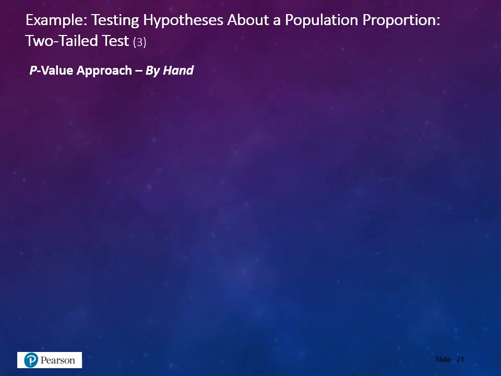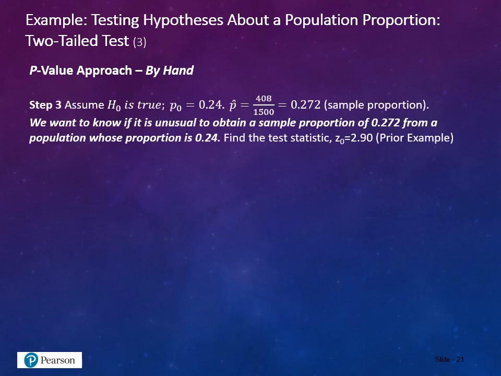We can also do the same problem using the p-value approach, okay? Still following step 1 and step 2. And basically step 3 is sort of the same, right? We first start out with the null hypothesis, p sub 0, the population parameter, is 0.24, and the sample proportion is 0.272. And it's the same thing we're trying to find out: is it unusual to find this in a sample given that the actual population proportion is 0.24?